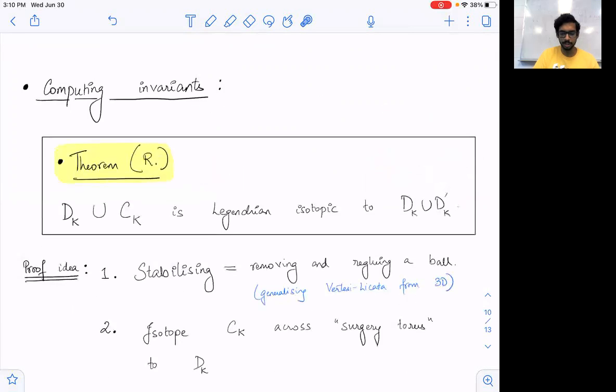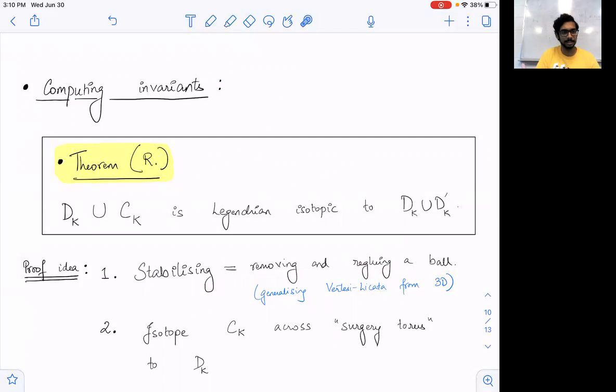So how does the proof work? The idea of the proof is, firstly, you want to see these two spheres in the same contact manifold. Once you stabilize, you get two contactomorphic S^5s, but what you want is to see the two spheres in the same manifold. So we describe stabilizing as removing and regluing a ball, which allows us to isotope these out of the ball and see both of them in the same contact manifold. This step generalizes an idea that Vértesi and Licata talked about in their paper on foliated open books, from three dimensions to higher dimensions.